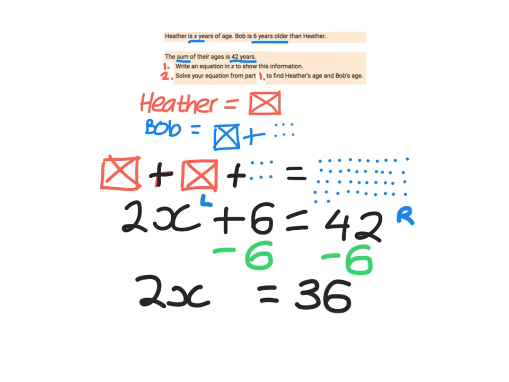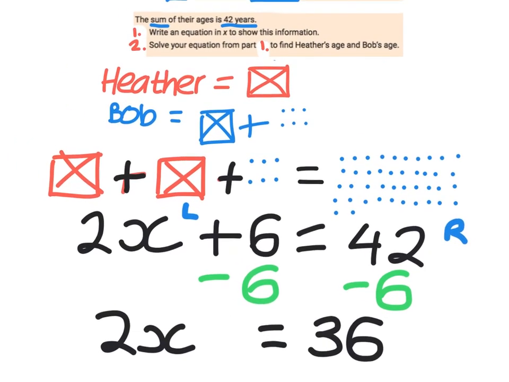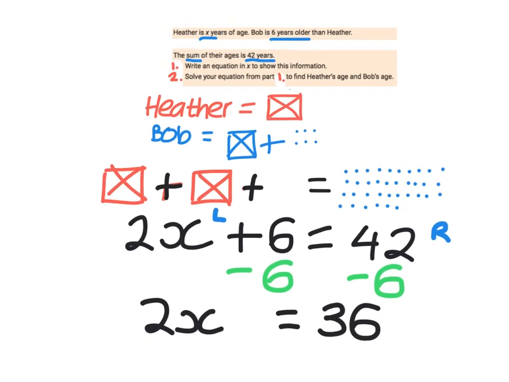So now I'm going to do the same thing up in my visual part, okay? So I'm going to zoom up there. And it told me to take away 6. We wanted to get rid of that plus 6. So I'm going to take away 6 dots from both sides. So 6 dots here are going away, and 6 dots on the right as well. 1, 2, 3, 4, 5, 6. So then we have our 2 boxes. So 2x is equal to 36 dots there. Okay? So now let's go back to our algebra.